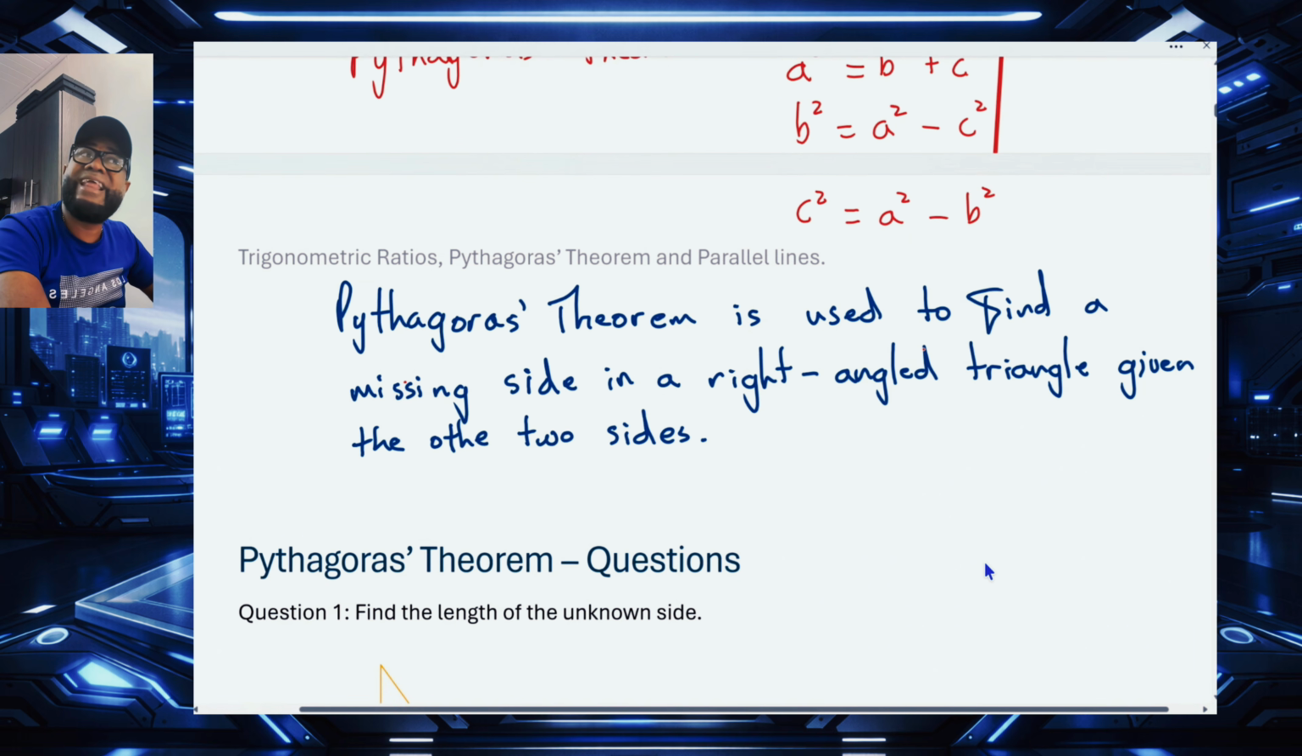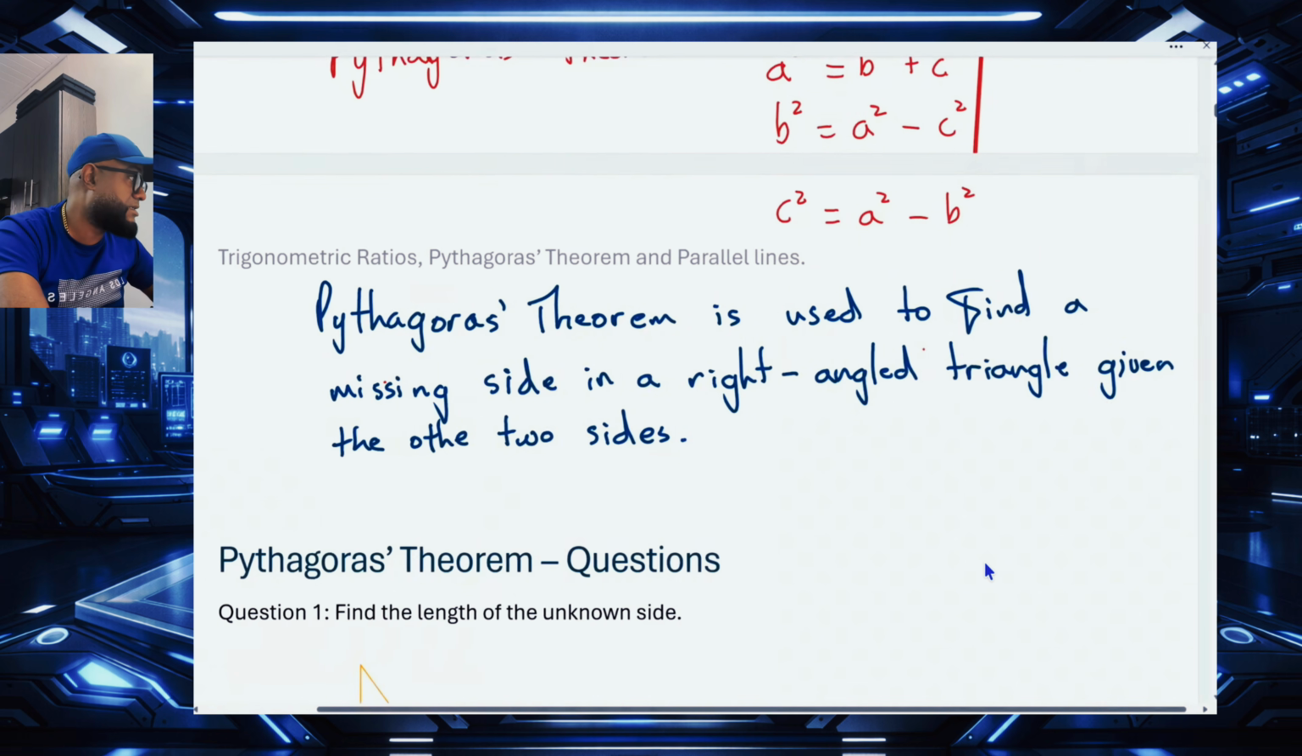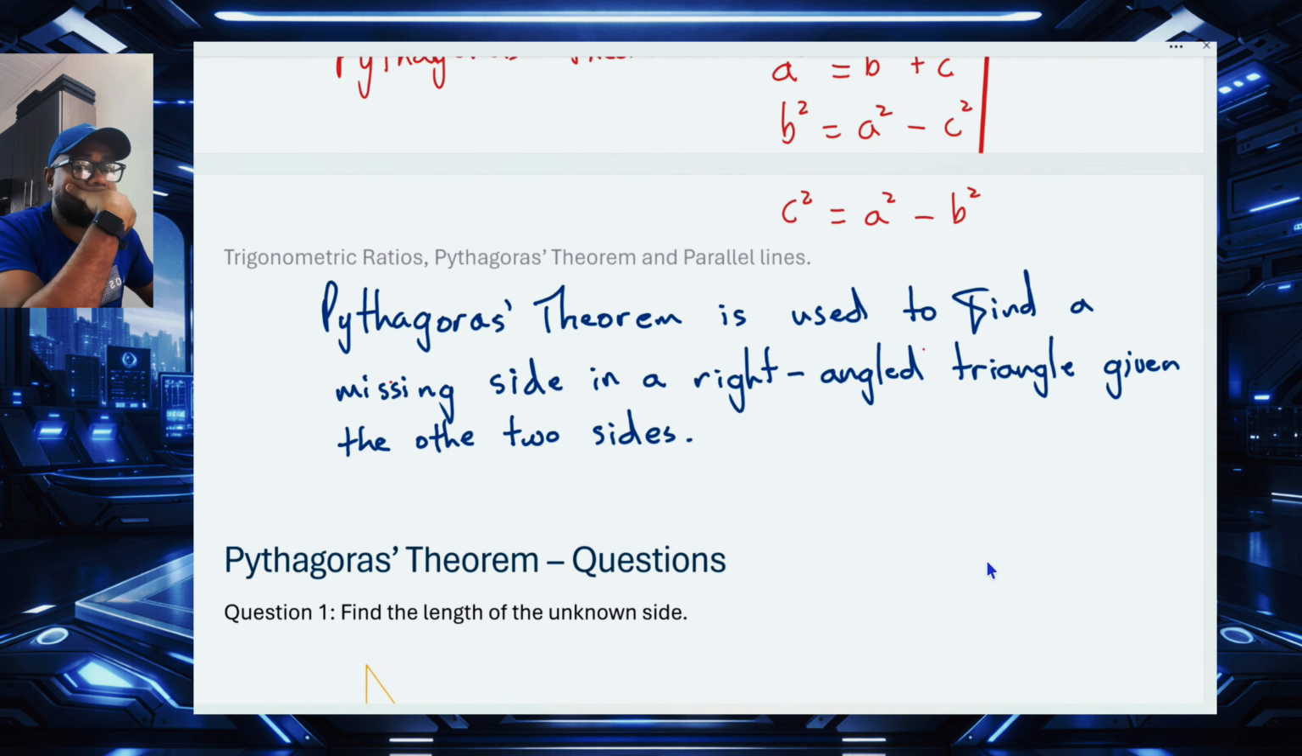Pythagoras' theorem has to be clear after today. I don't want anybody not understanding this. Talk to Mikhail. You can scroll up a little bit so I can see.